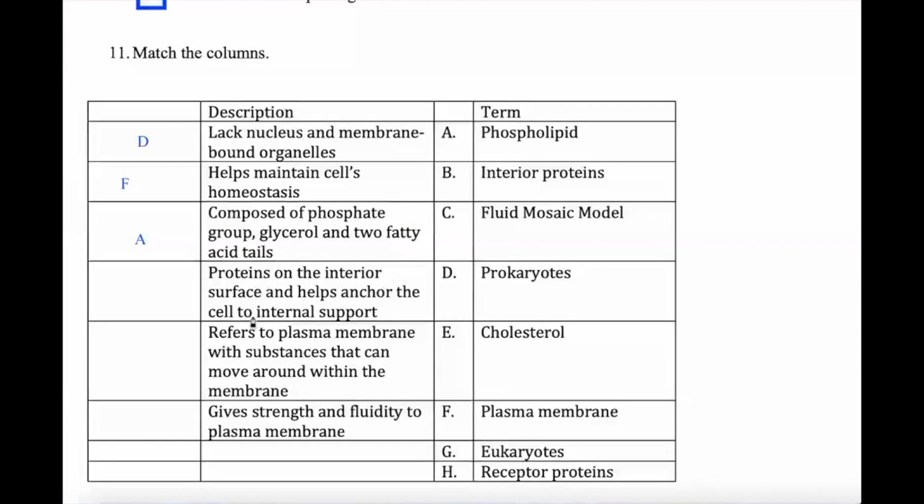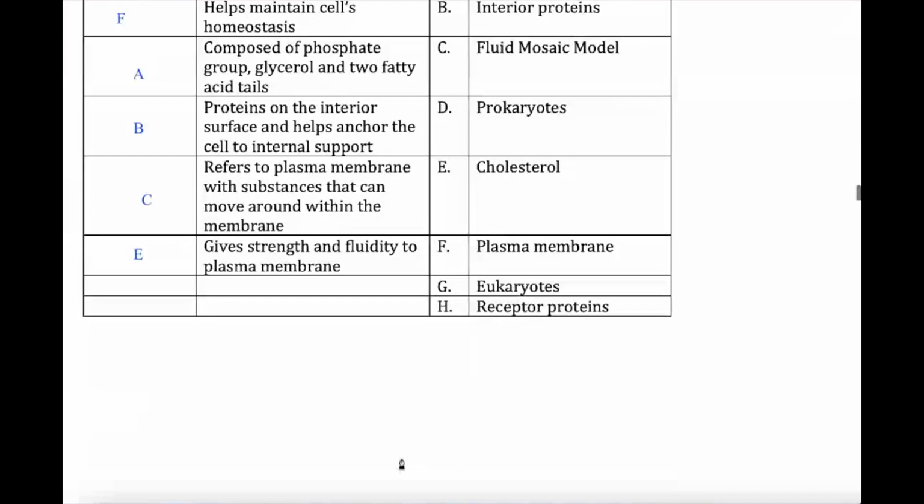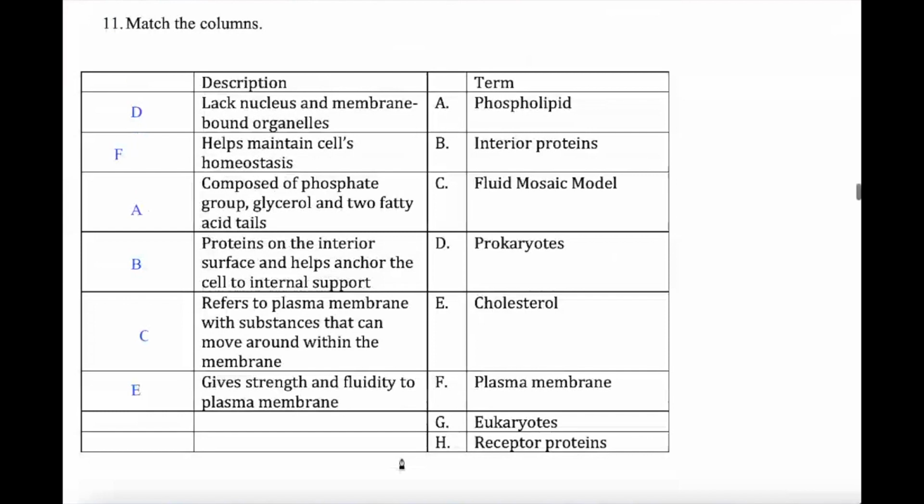Proteins that help to anchor cells in interior. Interior proteins. Very good. So this is B. Okay. Refers to the plasma membrane where substances can move around within the plasma membrane. Fluid mosaic model. C. Very good. Give strength and fluidity. Cholesterol. E. Okay. So don't worry, there are two extra, but we don't have to answer them. You got it? Okay.